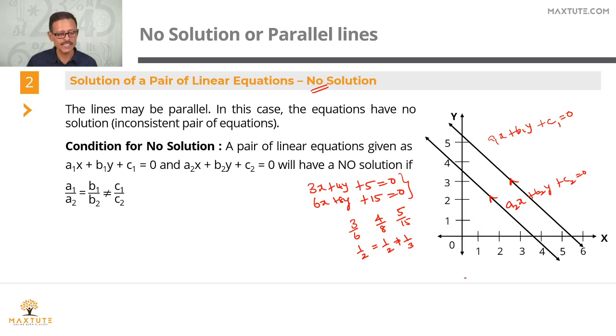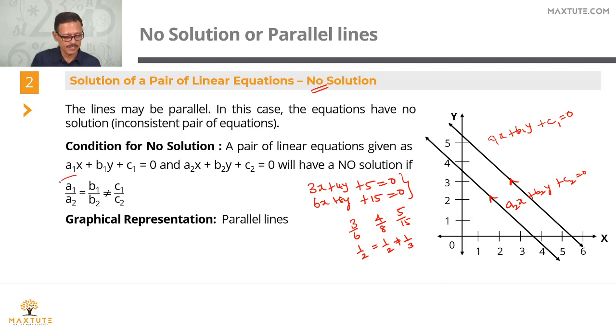What do they represent graphically? They represent a pair of parallel lines. Right? Quickly, to have no solution, a pair of linear equations has to satisfy this condition: a1 by a2 equals b1 by b2 is not equal to c1 by c2. Graphically, what does it represent? It represents a pair of parallel lines.